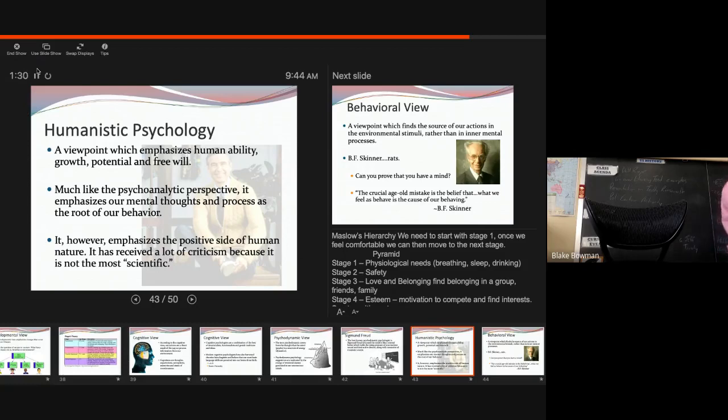Yep. So his humanistic approach, okay, it's not Mr. Rogers' humanistic approach, but the humanistic approach to psychology is that we are emphasizing human ability, growth, potential, and free will. That our processes, our cognitive learning is based more on how we're trying to grow and how we're trying to root our behavior from our interactions with people, the relationships that we build.